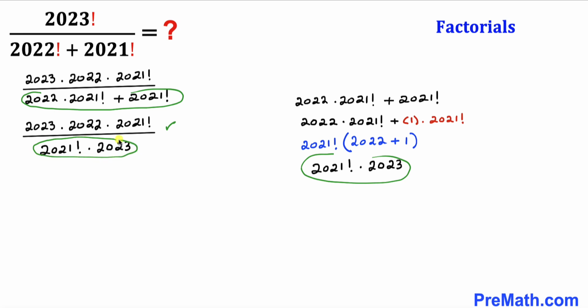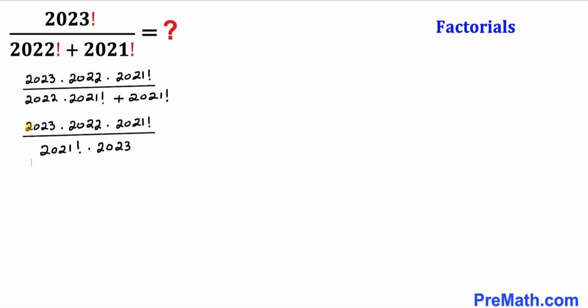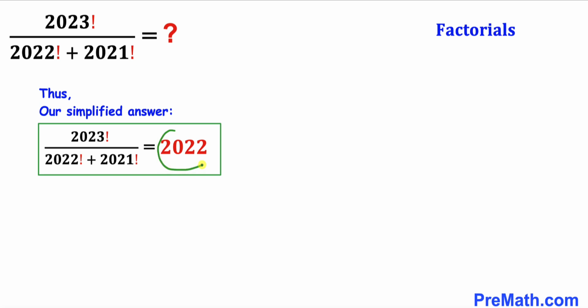And now we can see this 2023 is gone with this 2023, and this 2021 factorial is gone with this 2021 factorial. So we are only left with 2022. Therefore, our simplified answer turns out to be 2022, and that's our answer. And here's our final answer.